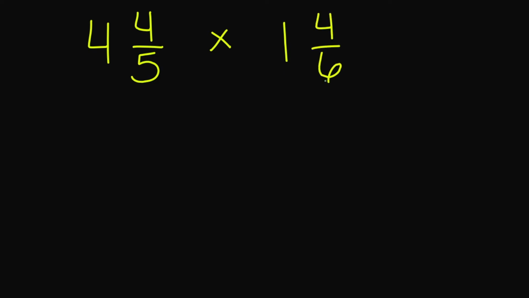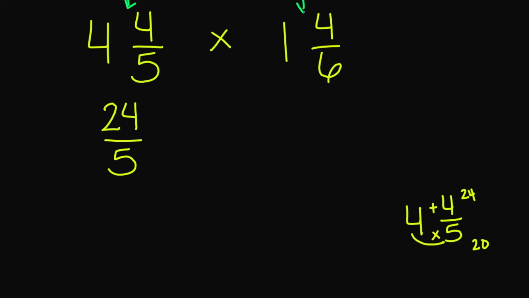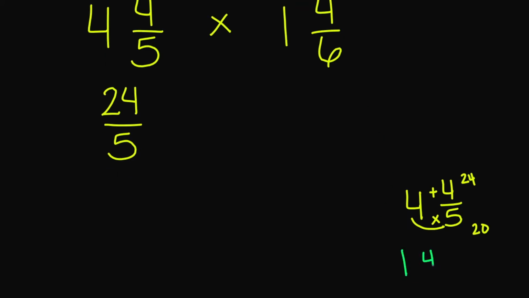Let's try 4 4/5 times 1 4/6. First thing we're going to do, we're going to turn our mixed numbers into improper fractions. So we have 4 4/5 here. I'm going to multiply 4 times 5. This is going to give us 20 plus 4 is going to be 24. So your answer is going to be 24/5. Now let's look here, 1 4/6. We have 1 times 6. This is going to give us 6 plus 4 is going to give us 10. So your improper fraction is going to be 10/6.